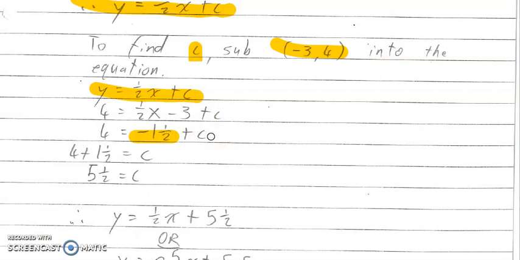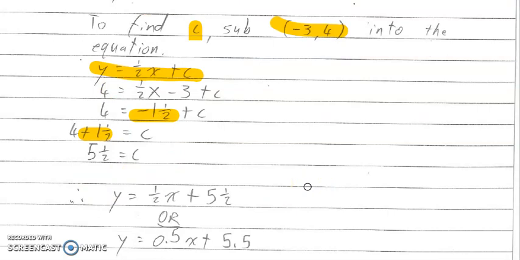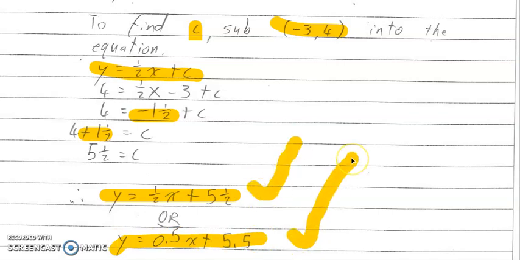I move the -1/2 over this side. 4 plus 1/2 is equal to c. 4 plus 1/2 is 5.5. So c equals 5.5, and my equation is y equals a half x plus 5.5. As I was saying earlier, you could easily write it as a decimal. Either way is just as correct. However, bear in mind, if you're getting something like a third or a sixth or whatever, probably best to leave it in fraction form.